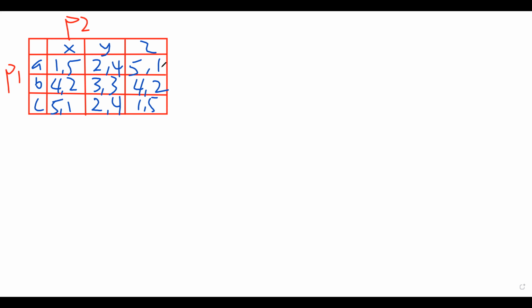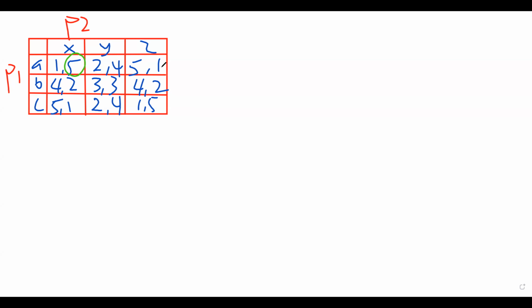He will play X to get 5, Y to get 4, and Z to get 1. Which one will he go for? He will go for 5. So you play X. Once you identify that, you just circle that one. You're done with player 1 strategy A.